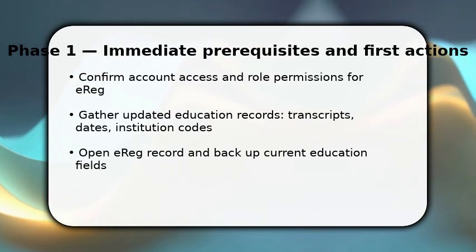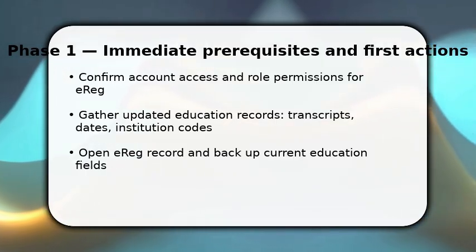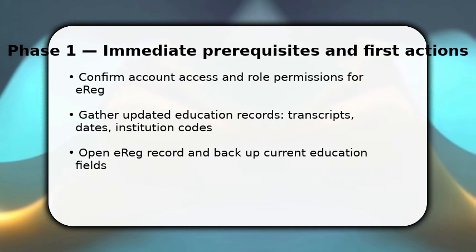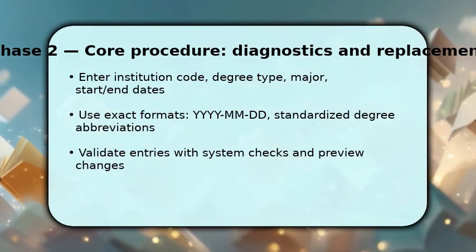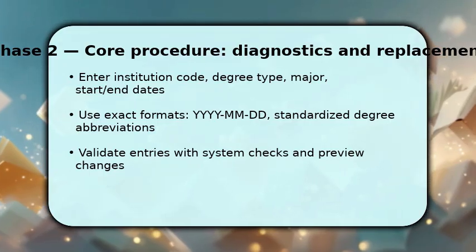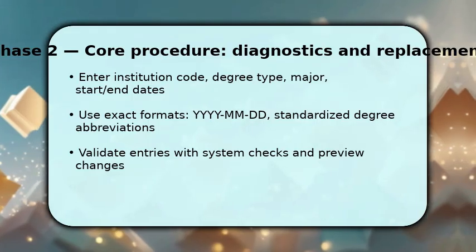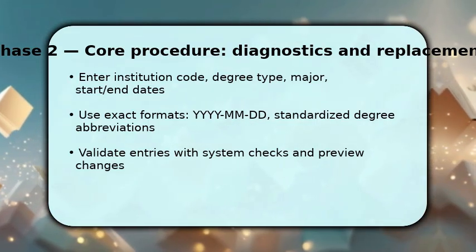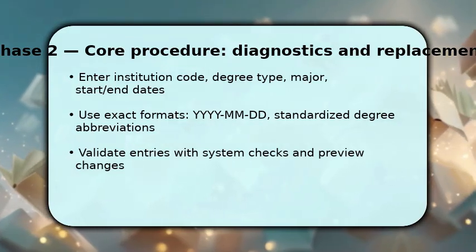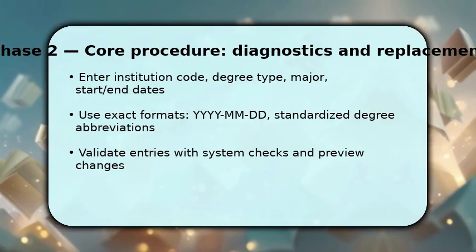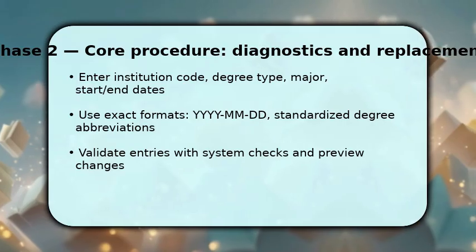Now, navigate to the Education section and prepare to replace or append entries, making sure ID and formats match the system's expected patterns. Next, you perform the detailed entry: input institution code, degree type, major, and precise start/end dates. Use the required formats, for example YYMMDD and standardized degree abbreviations, because EREG will reject mismatches. Once entries are added, run the system's validation checks and preview the record to catch formatting or logic errors.